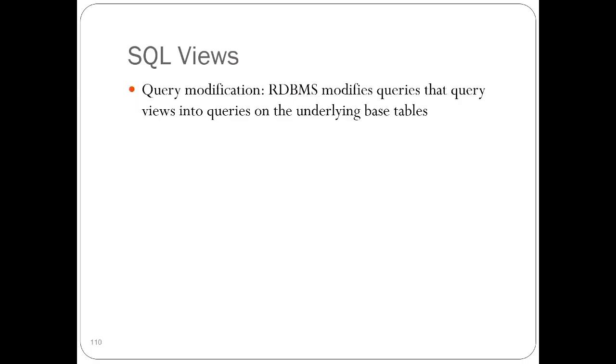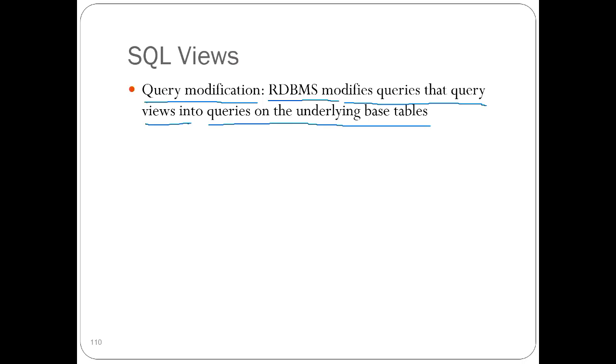All right, so this is what I was explaining to you earlier. For SQL views, there are two ways of implementation. Query modification is what I explained. In query modification, the RDBMS modifies the queries that query a view into queries on the underlying base tables. That's what I was explaining with the help of that query that involved select star on top supplier SF. So that is one way.